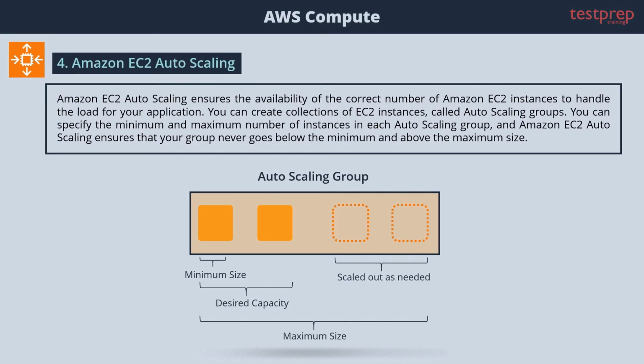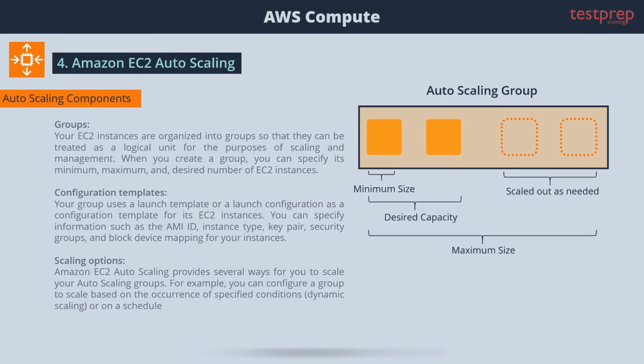If you specify the desired capacity, Amazon EC2 Auto Scaling ensures that your group has this many instances. If you specify scaling policies, then Amazon EC2 Auto Scaling can launch or terminate instances as demand on your application increases or decreases.